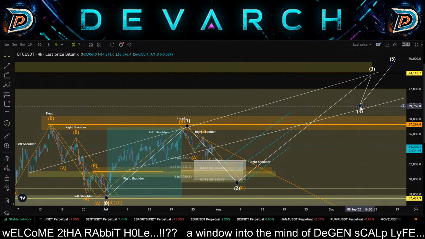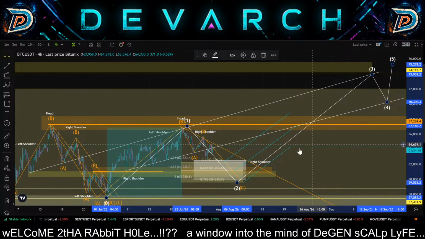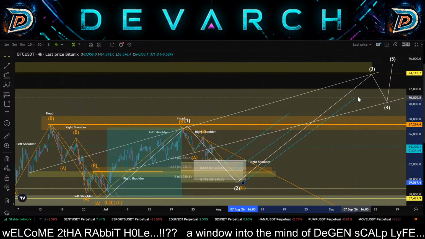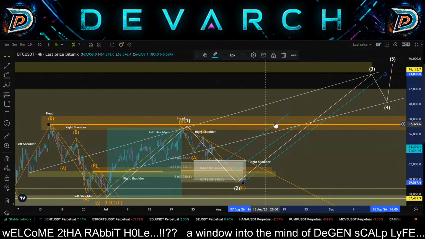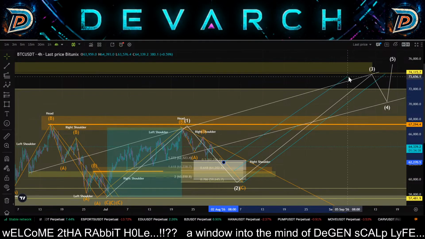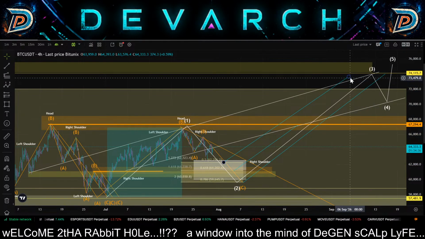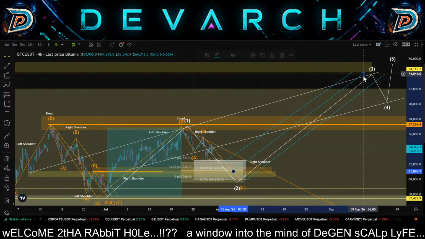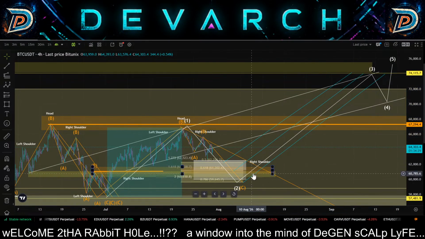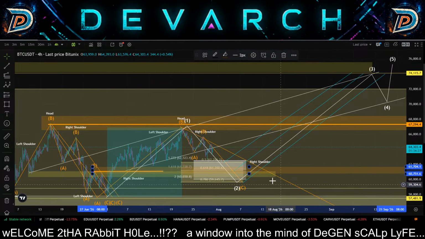And notice how everything is lining up with each other, right? Notice how the projections all need to be symmetrical. Symmetry is key. I'm going to keep saying that because it's an extremely important aspect of technical analysis.